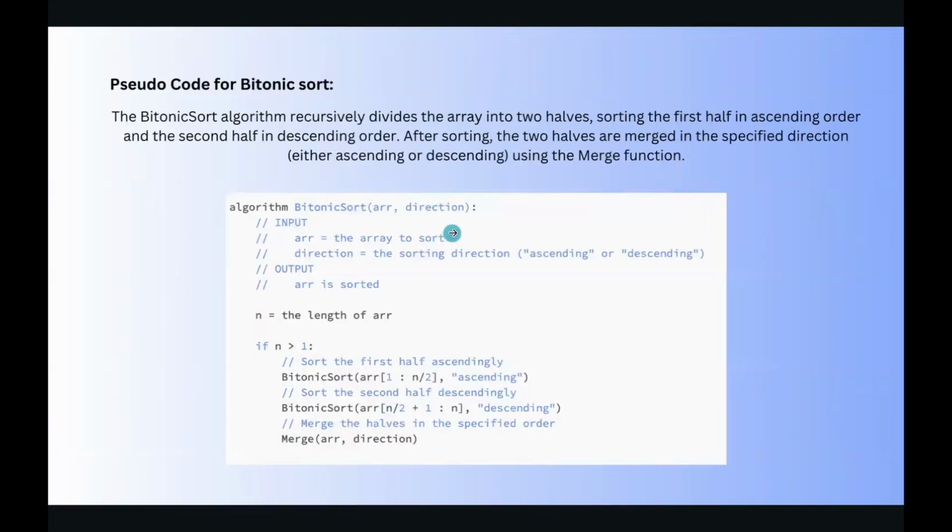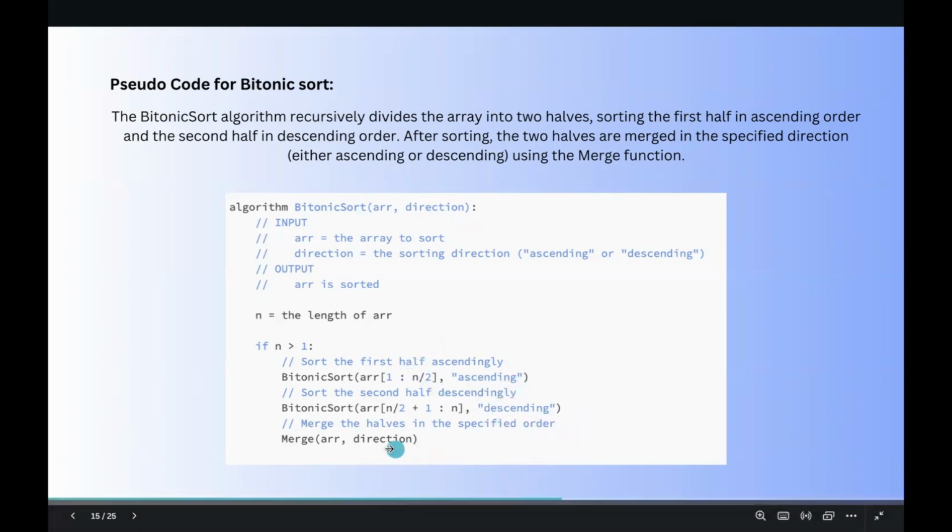The Bitonic sort function takes two inputs. First is the array to be sorted, and secondly, the direction in which we want the final result, either ascending or descending. Here is how it works. First, it checks if the length of the array is greater than 1. If it is, the array is split into two halves. The first half is sorted in ascending order, and the second half is sorted in descending order. After sorting both halves, the merge function combines them in the specified direction.